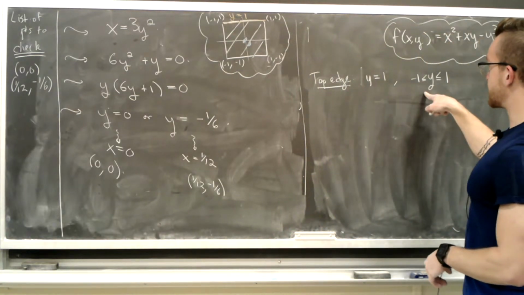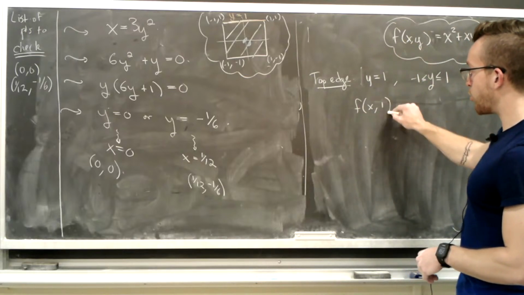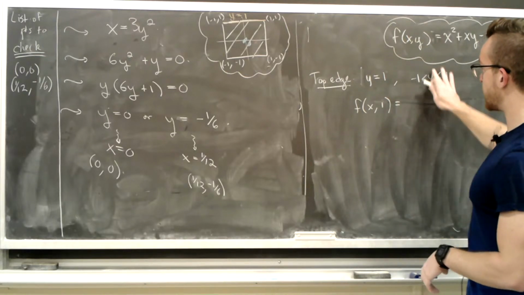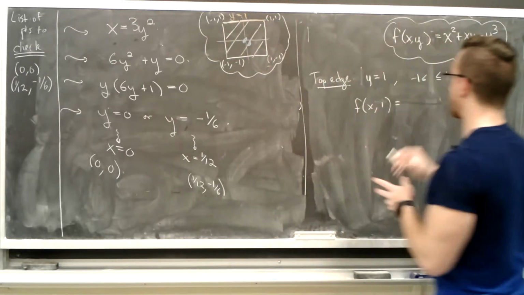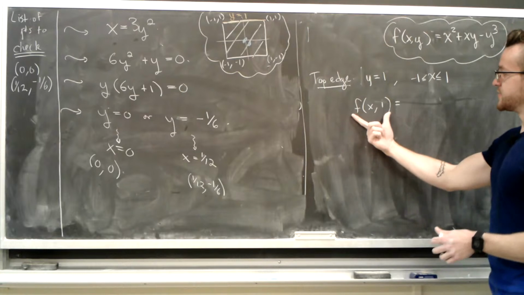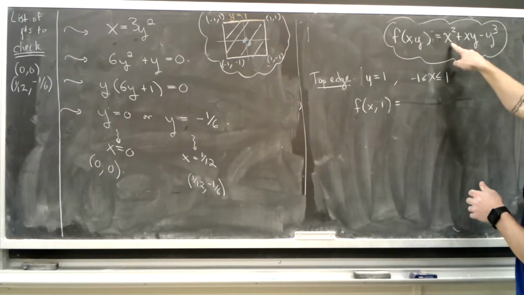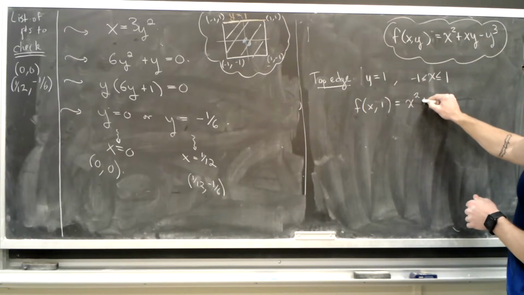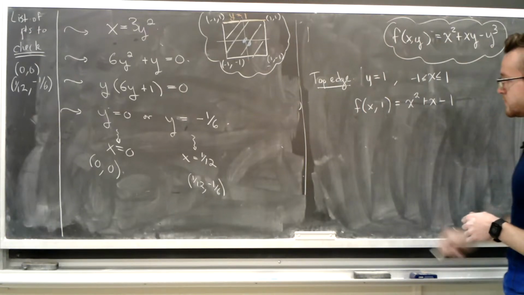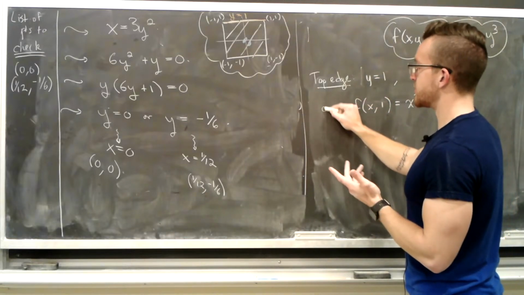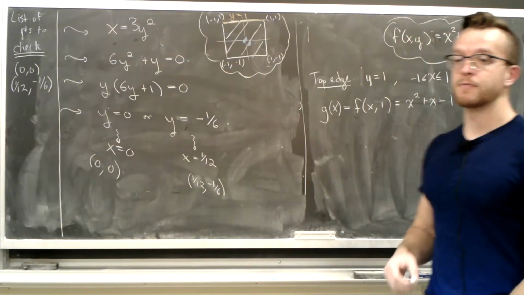Anyway, here's our restriction. I plug this in, I would get f of x comma 1. Oh, sorry, not y; the x values range from -1 to 1. So the boundary function I would care about is f of x comma 1, which would be x squared plus x minus 1. And then I usually give this a new name. I'll call it g of x because it's just a one-variable function.